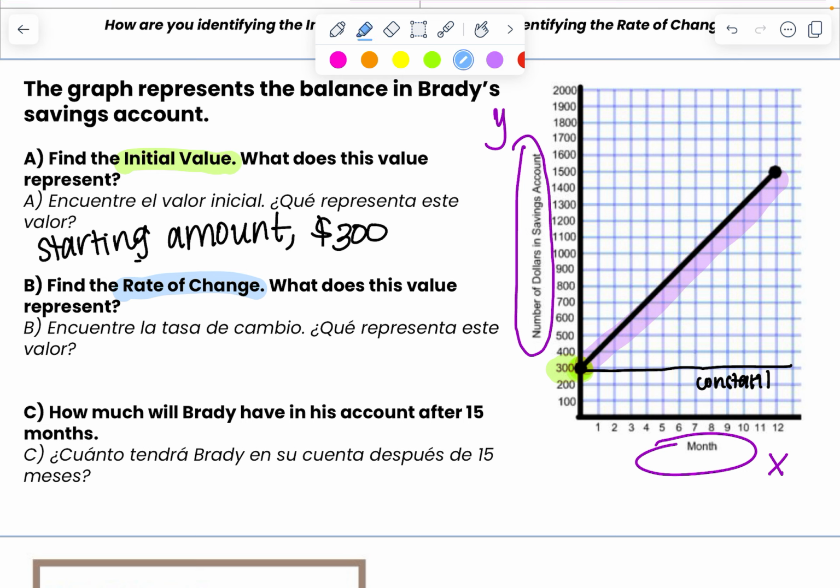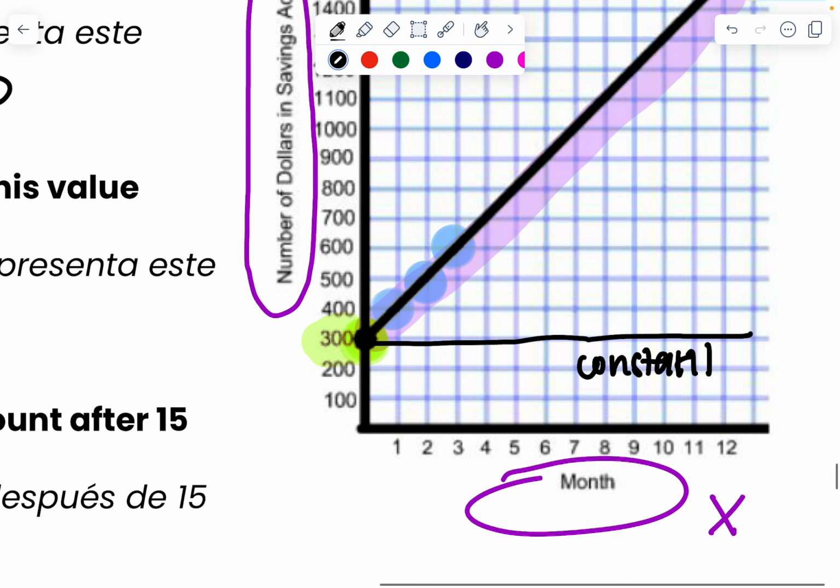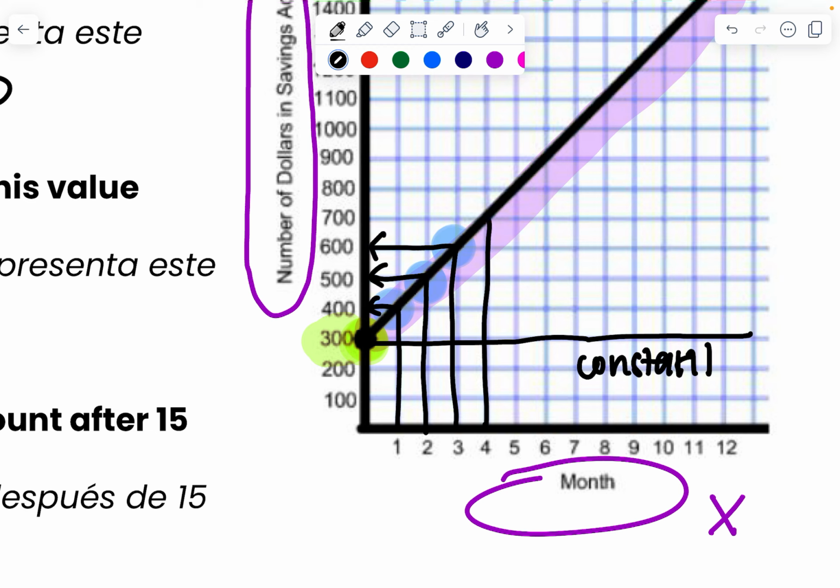So we started off at 300 and look at month 1. We're here at 400. At month 2, we're at 500. At month 3, we're at 600. So to kind of give you a bigger idea, I'm going to zoom in, right? At month 1, we're right here at 400. At month 2, we're right here at 500. At month 3, we're here at 600. At month 4, we're here at $700.